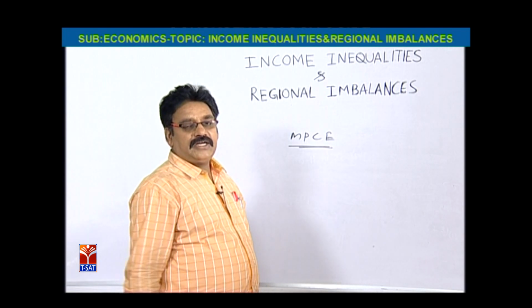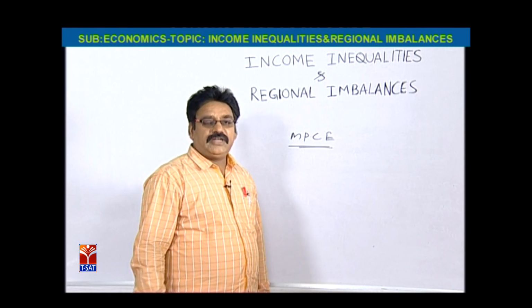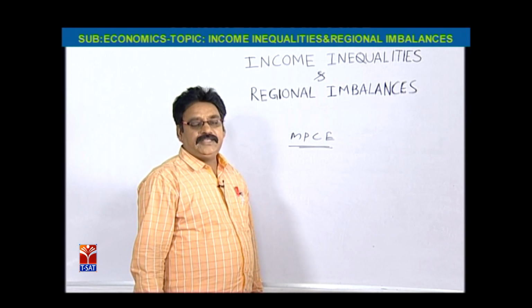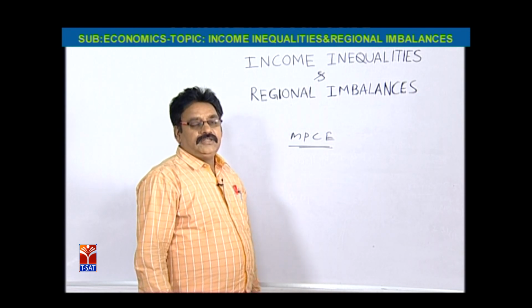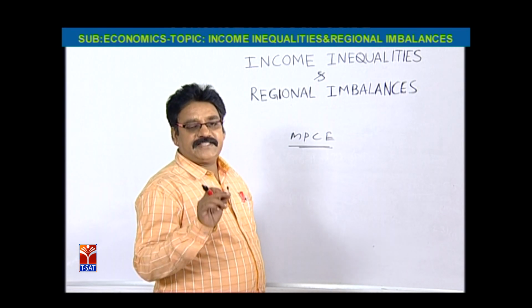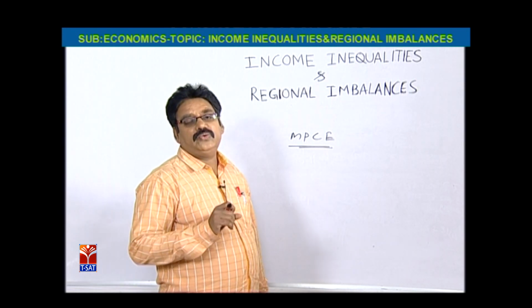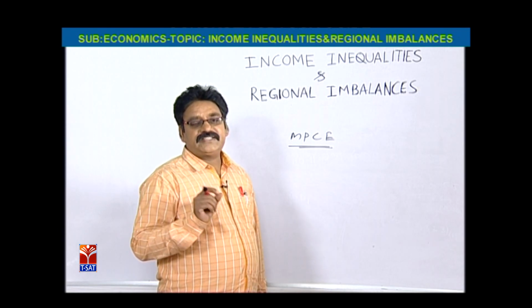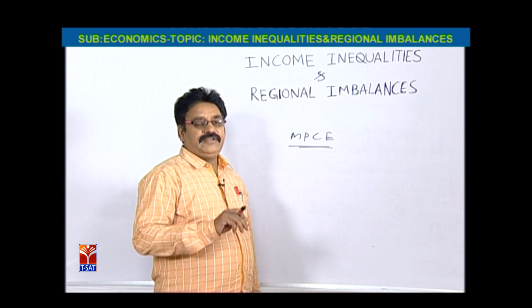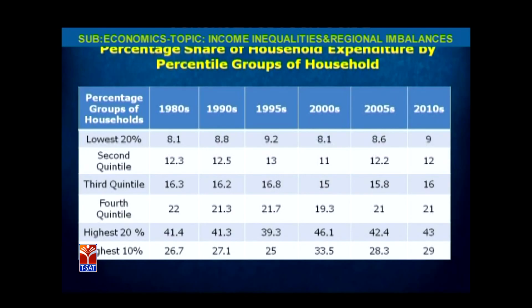And if we observe year by year, after 1990, 95, 2000, 2005 and 2010, the lowest 20% monthly per capita consumption expenditure increased from 8.1 to around 9%. Just 1% it increased only. Whereas the highest 20% of the people are spending 41.4% to 43%. These details indicate there are a lot of disparities among the people in income and spending.